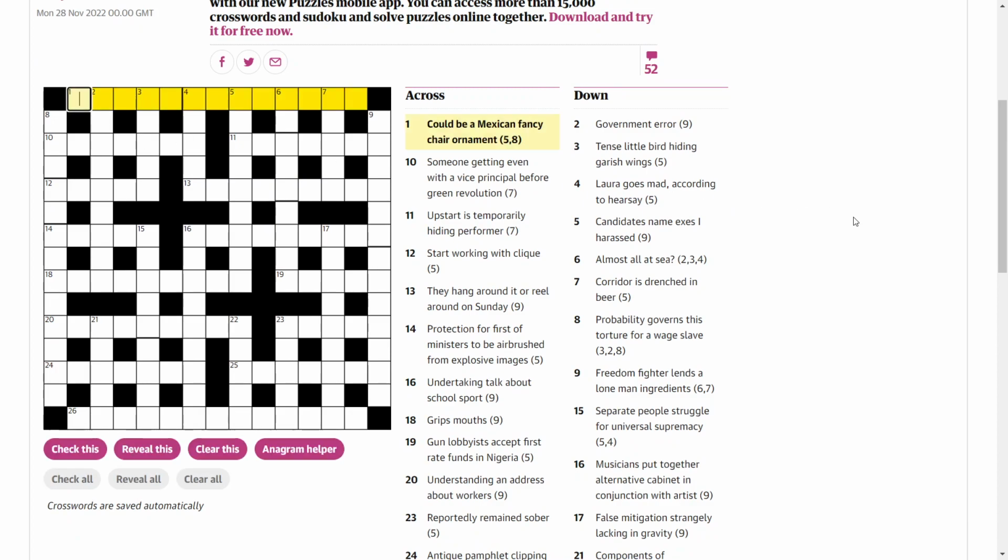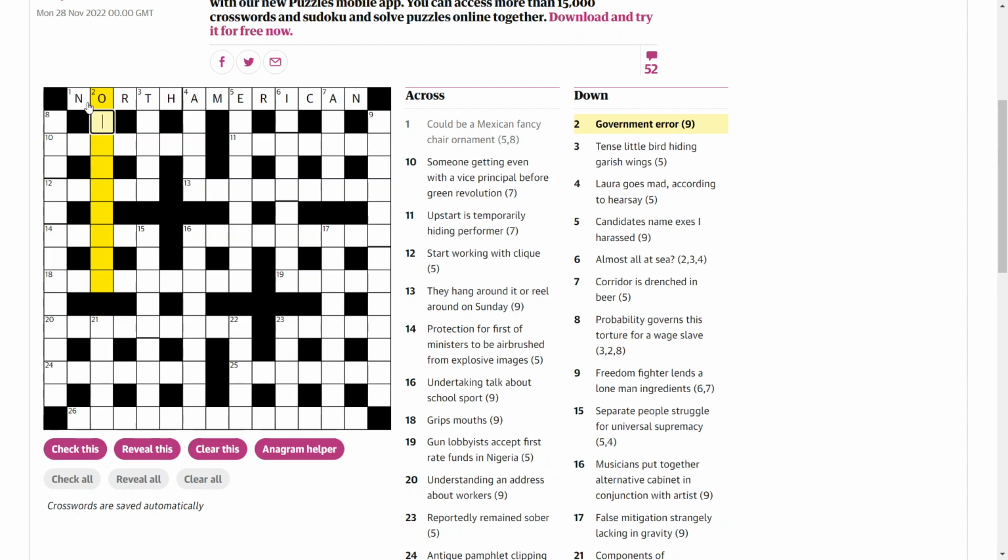Could be a Mexican, fancy chair ornament. Fancy looks like an anagram indicator, and so it's an anagram of chair ornament. Could be a Mexican, North American. Yeah, that's an anagram of chair ornament, I think. Yes, and North American could be a Mexican. Good.